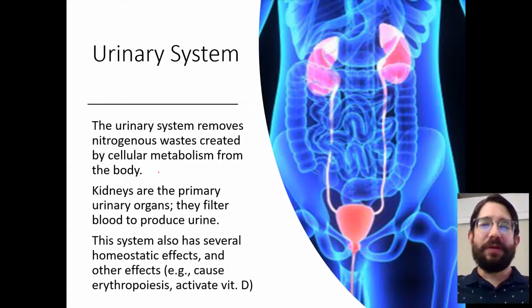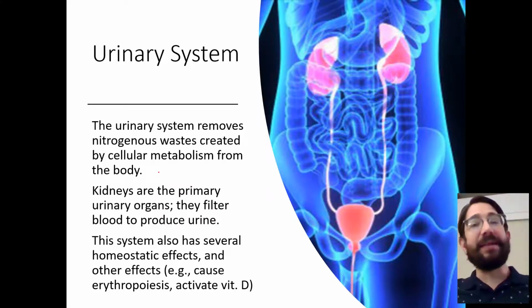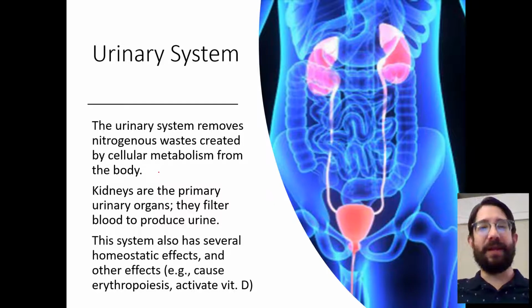The function of the urinary system is to remove nitrogenous waste created by cellular metabolism from the body. What I mean is that some things that you eat, for example, like carbs, have carbon and hydrogen and oxygen. But other things like proteins and nucleic acids have a lot of nitrogen. And that's one thing your body's not very good at reusing. You need to get it out of the body.